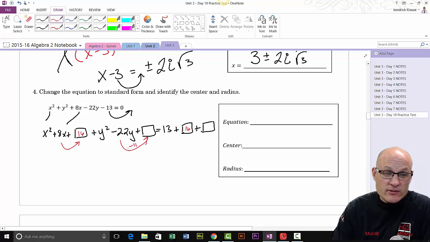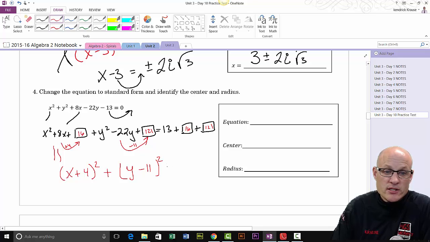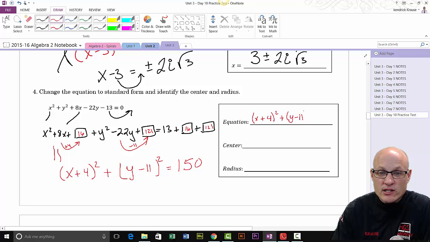Half is negative 11. Oh, I should have put plus 4 in there. Negative 11 squared is 121. So what I end up with is x plus 4 squared plus y minus 11 squared equals, let's see, 29 and 121 is 150. So that's my equation: x plus 4 squared plus y minus 11 squared equals 150.